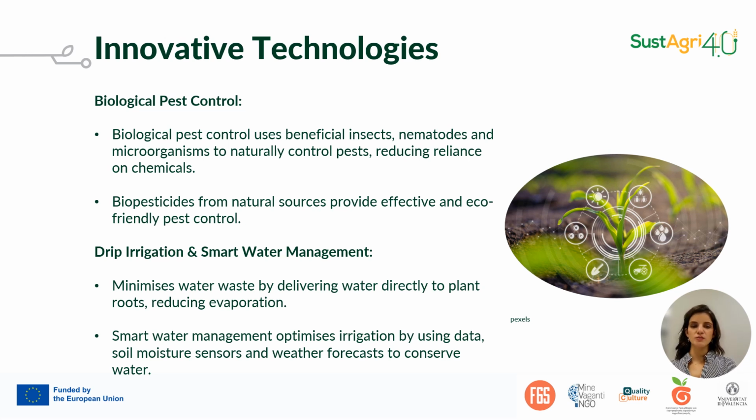In drip irrigation and smart water management, we minimize water waste by delivering water directly to plant roots, reducing evaporation. Smart water management optimizes irrigation by using data, soil moisture sensors, and weather forecasts to conserve water. By adopting these innovative technologies, farmers can improve the overall sustainability of crop production. They can enhance pest control while minimizing the environmental impact of chemical pesticides and efficiently manage water resources to ensure a more resilient and eco-conscious agricultural sector.